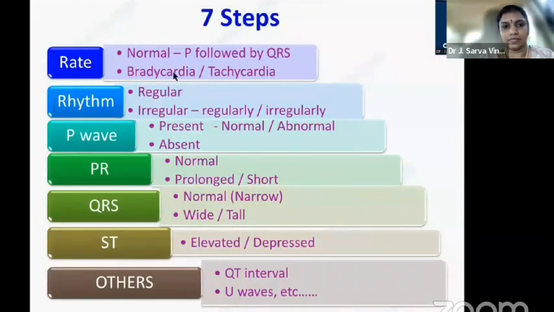So these are the 7 steps that we have to follow: the rate, the rhythm, the P wave.